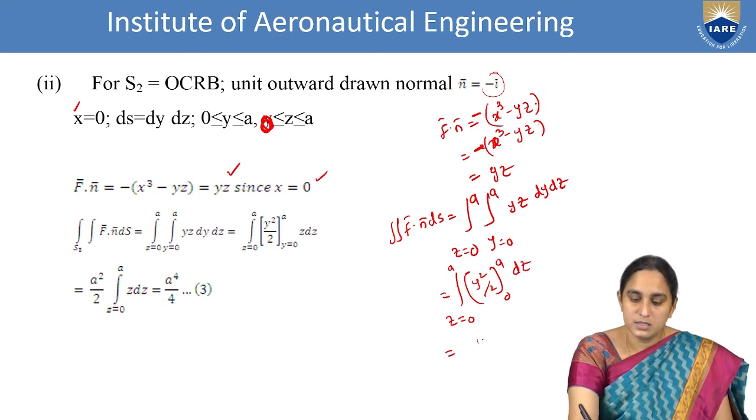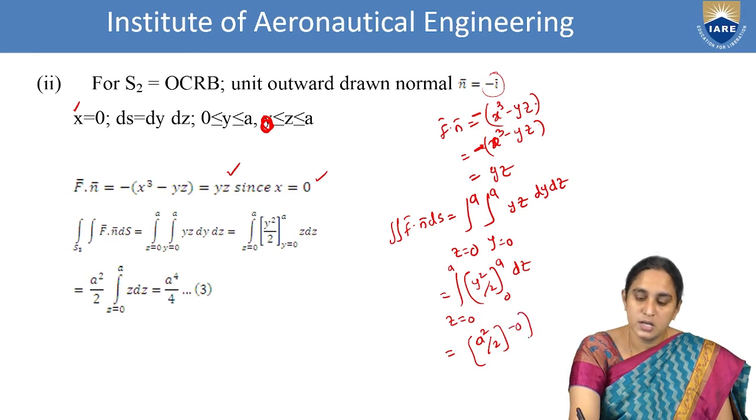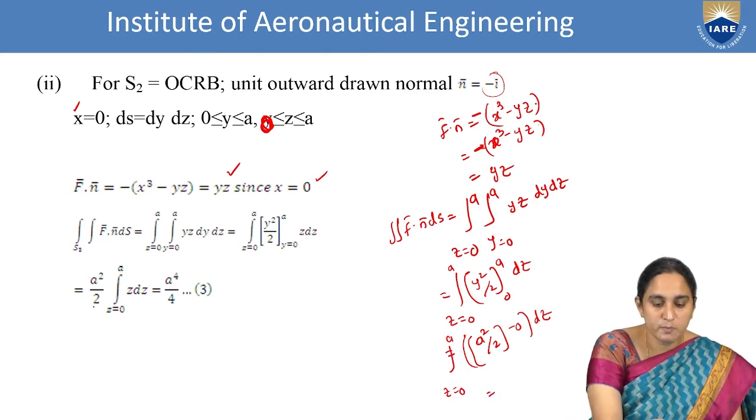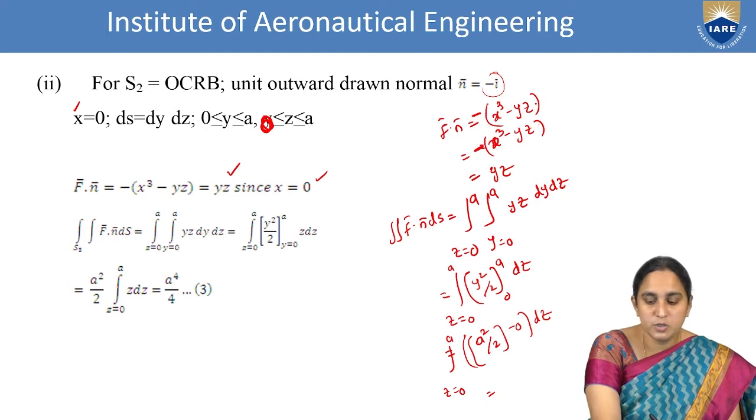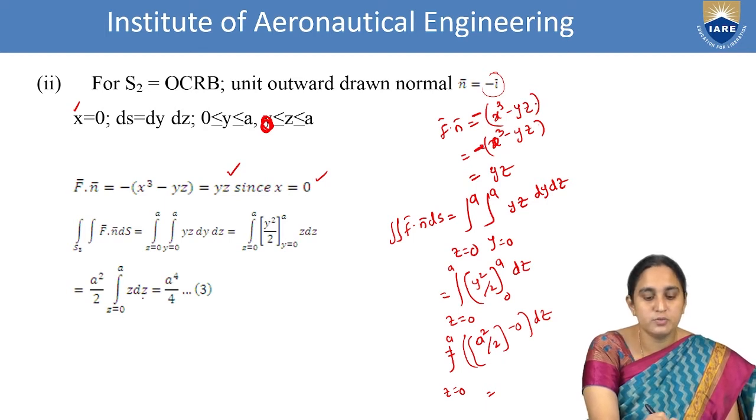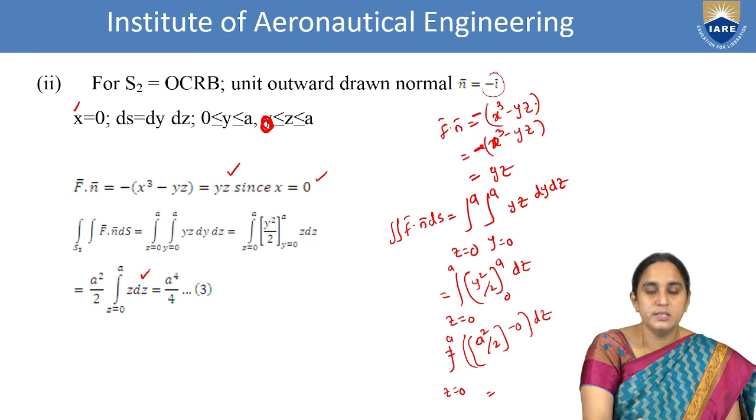That is a square by 2 at the upper limit a. Then we have to substitute there. We get a square by 2 and at the lower limit 0. dz. The integral of z from 0 to a, that is a square by 2, and the remaining integral z from 0 to a of z dz.